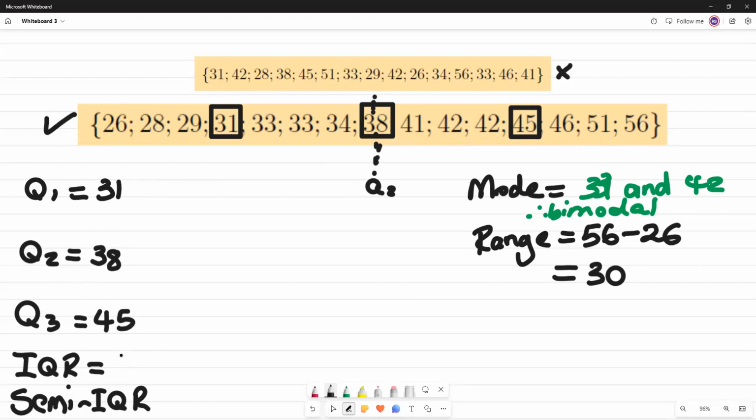Our interquartile range is Q3, which is 45, minus 31, which is our Q1. And what does that give us? 45 minus 31 should be, let's see, 14. And then semi means divided by 2, remember, of IQR. So it's interquartile range halved. Semi means half, so you get 7. And then we're done with this first data set.